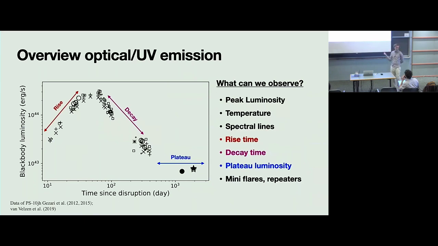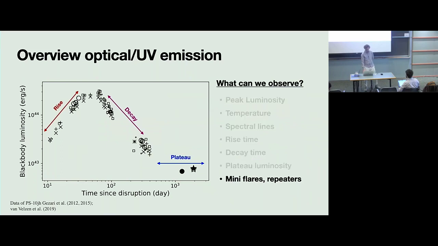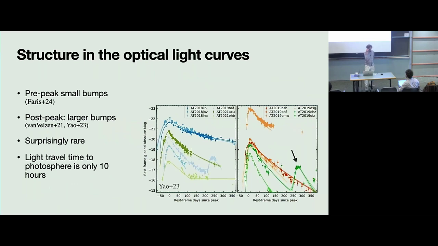Of course, we measure the peak luminosity, temperature. We measure spectral lines. And finally, there's also still substructure in this data that we can observe. So these are, I think, the key observables I want to summarize. So let's focus on the mini flares or repeating TDEs. I won't go into the repeating TDEs, but let's at least look at some structure in the light curve. We saw a great example of this yesterday by Yair, where we have a little bit of bumps in the pre-peak light curve, which is exciting because this early phase is probably the least understood.